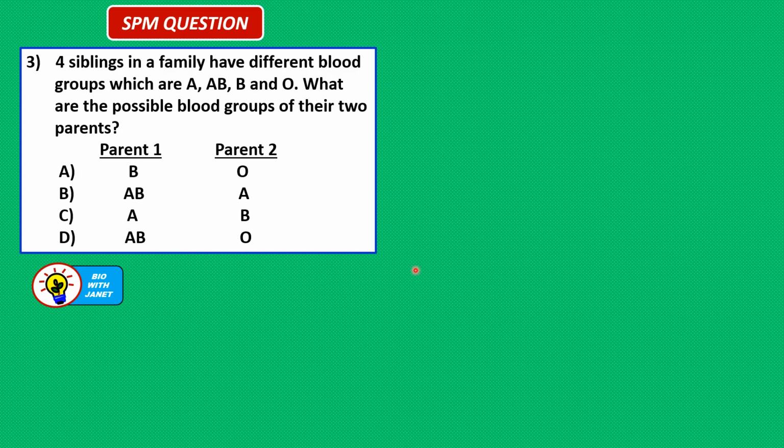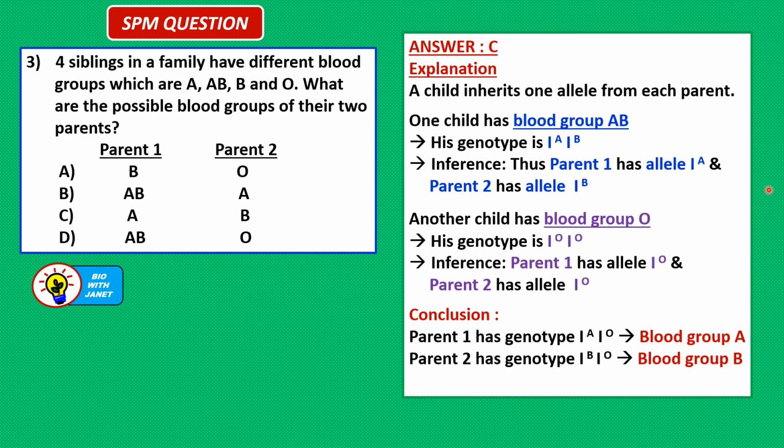Okay, what is your answer here? Okay, let's look at the reasoning, right? The answer is C. So did you get the right answer? Now let's see how to explain this. First of all, you must be aware that a child inherits 1 allele from each parent. That's how a child has 2 alleles for blood group. Father will give him 1 allele, mother will give him 1 allele.